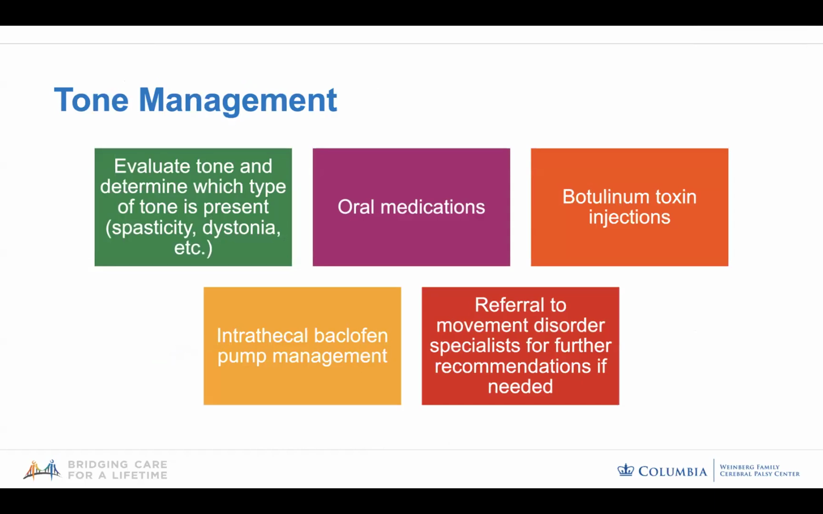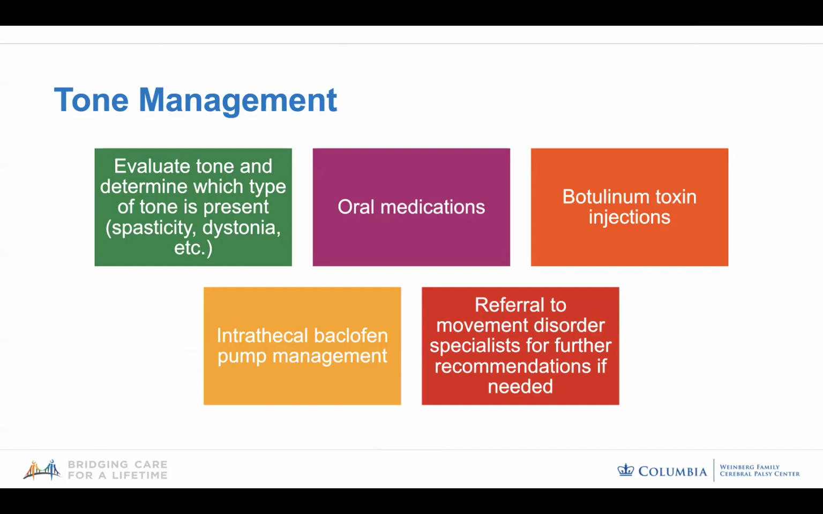So kind of the bread and butter of PM&R is tone management. Tone is abnormal muscle tone, which is caused by kind of a miscommunication between the brain and the muscles, or the spinal cord and the muscles. There are a few different types of tone. The two main ones that we focus on are spasticity and dystonia. So the nurse practitioner plays an important role in evaluating the patient and assessing which type of tone is present when we see patients in clinic.